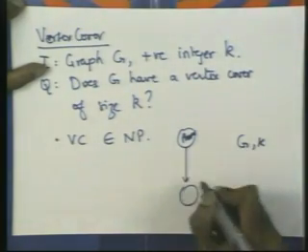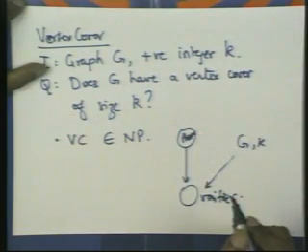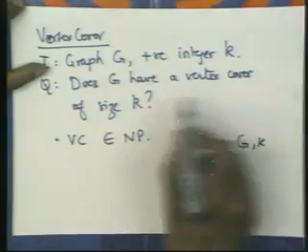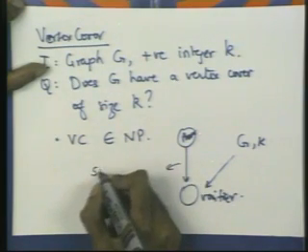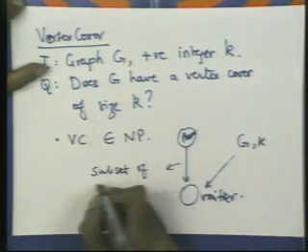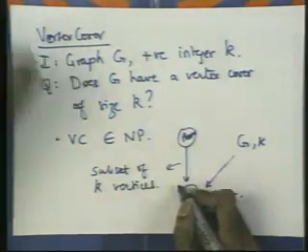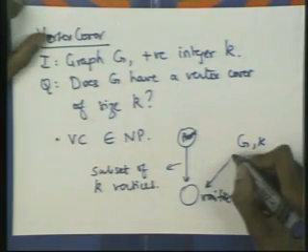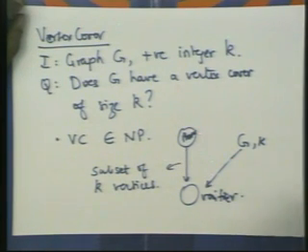Now, what does the prover give the verifier, so that the verifier can verify that there is a vertex cover of size k? Well, the prover just gives a subset of k vertices. The verifier looks at this subset, then looks at every edge and checks that for every edge, one of the endpoints is in this subset.